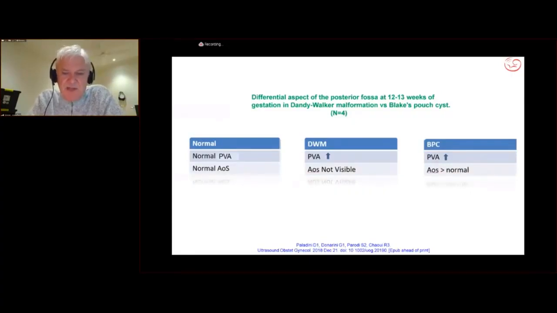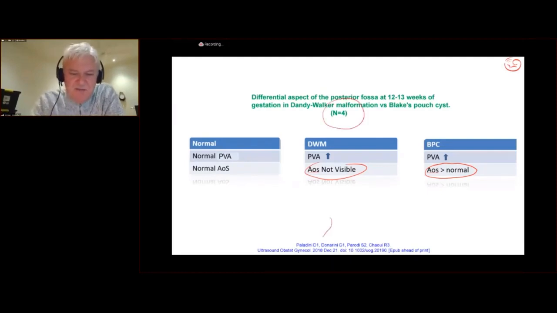There is some light at the end of the tunnel, in the sense that I pointed out to you that the aqueduct is enlarged in the setting of a Blake's pouch cyst, or is not visible in the setting of a Dandy-Walker malformation. But as Prashant alluded to, there were only 4 fetuses in that study that was just published very recently, 24 months ago. So there's much work to be done.